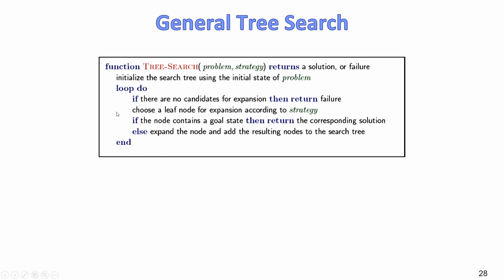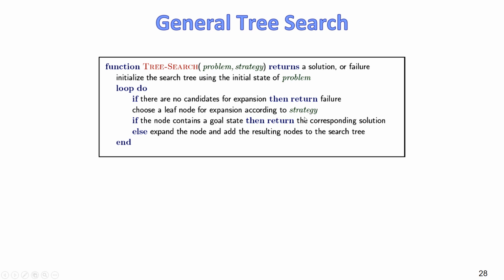Then we have this loop. The first thing in the loop, we will check if the fringe is empty or not, if there are any candidates for expansion now. Because if the fringe is empty, that means that we don't have any plans to explore next, which means that we didn't find a solution so far, so we should return failure. But if there is at least one candidate for expansion, then we will choose one of the nodes in the fringe according to the strategy.